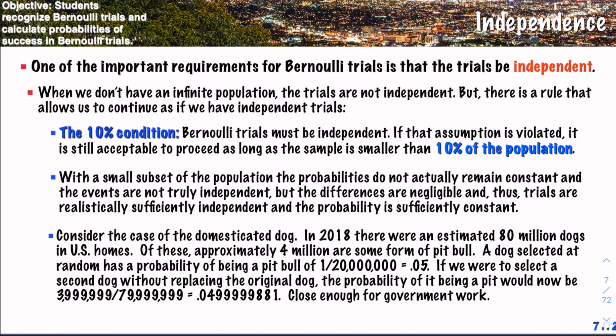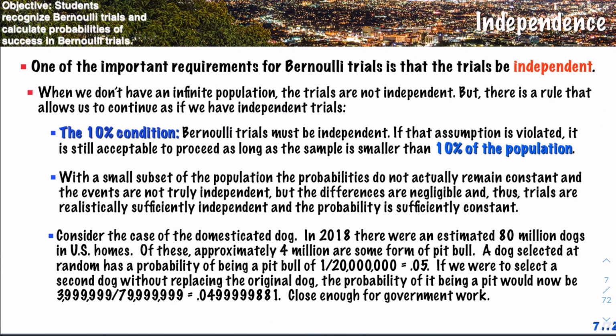So if we were working with all of the students that go to Divine Child, there's roughly 880 this year. So if we are under 88 people in our sample size, we can still classify those people as independent. With a small subset of the population, the probabilities do not actually remain constant, and the events are not truly independent. But the differences are negligible, and thus trials are realistically sufficiently independent, and the probability is sufficiently constant.